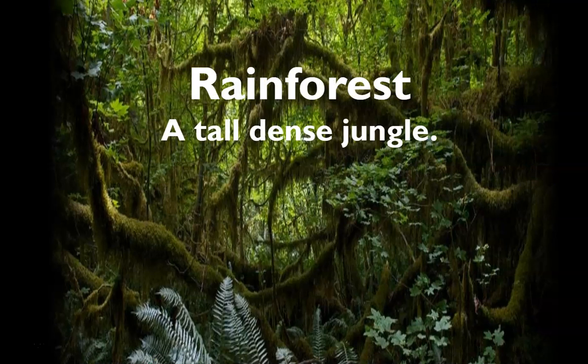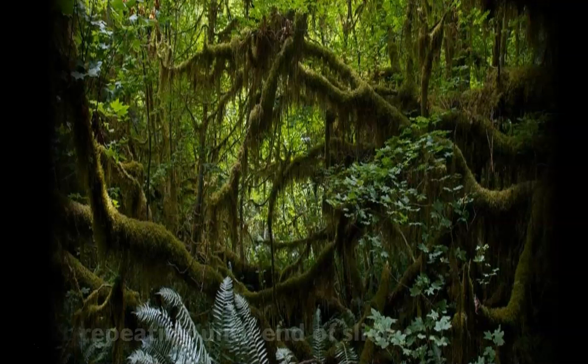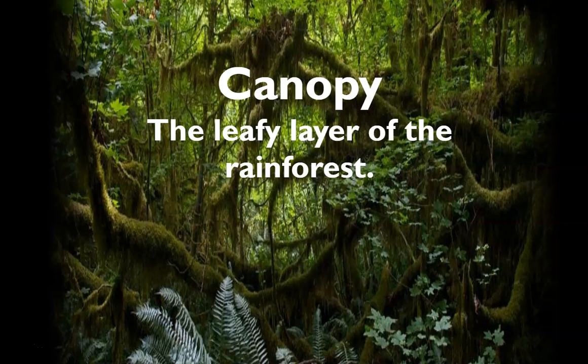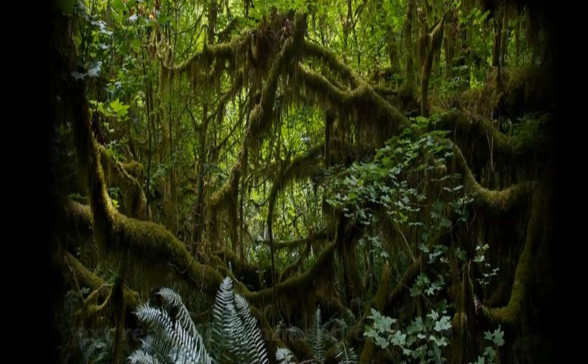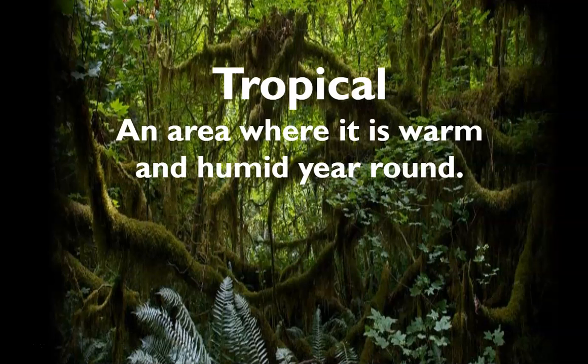The first word is rainforest, which is a tall, dense jungle. And this is the type of rainforest we're going to be talking about, a rainforest that has really thick, dense areas, and it has 4 layers that we're going to discuss. The canopy is the leafy layer of the rainforest. Tropical is an area where it is warm and humid year-round. So if it's tropical, there's a lot of moisture in the air.